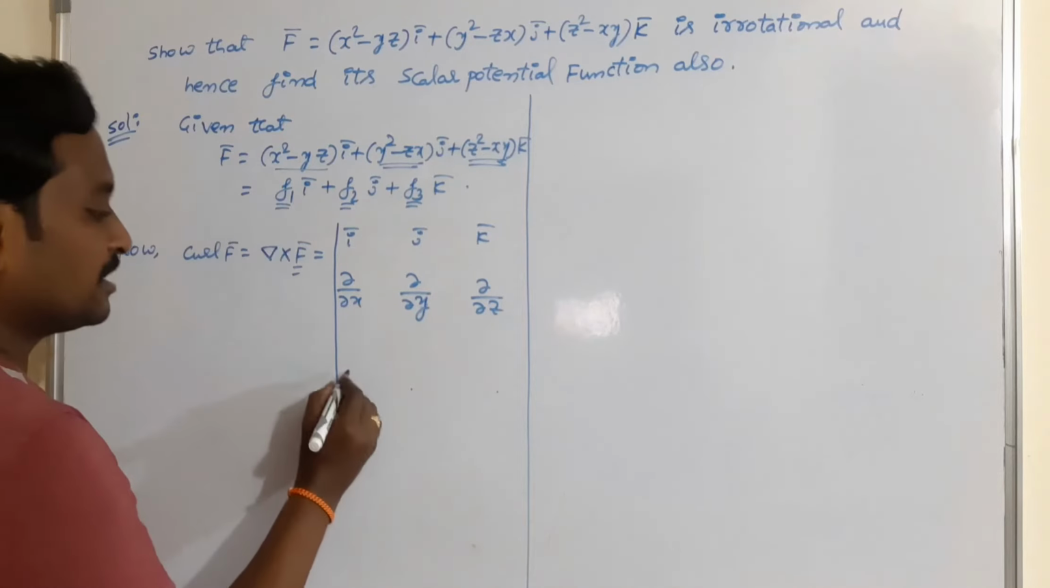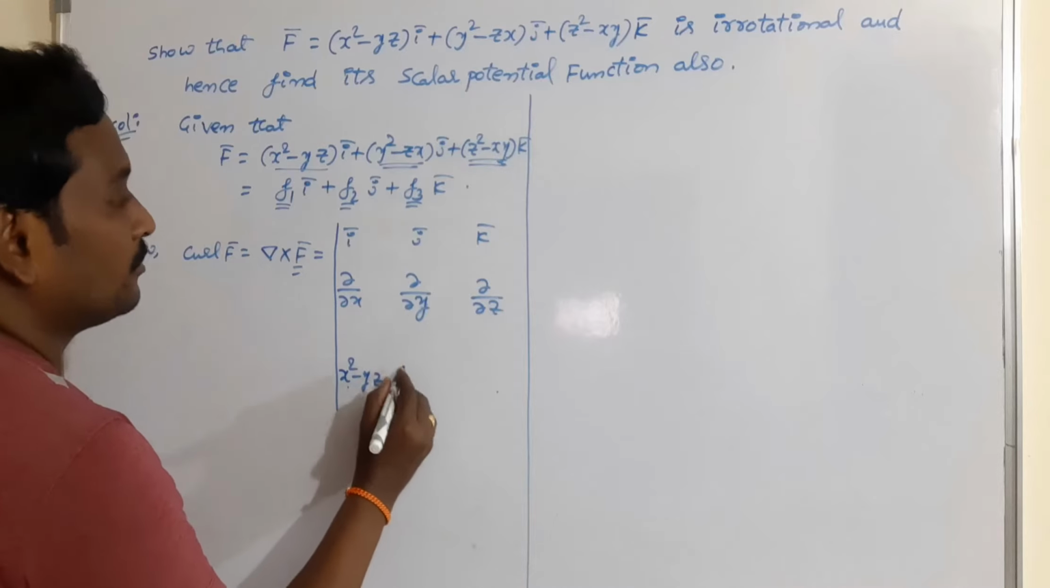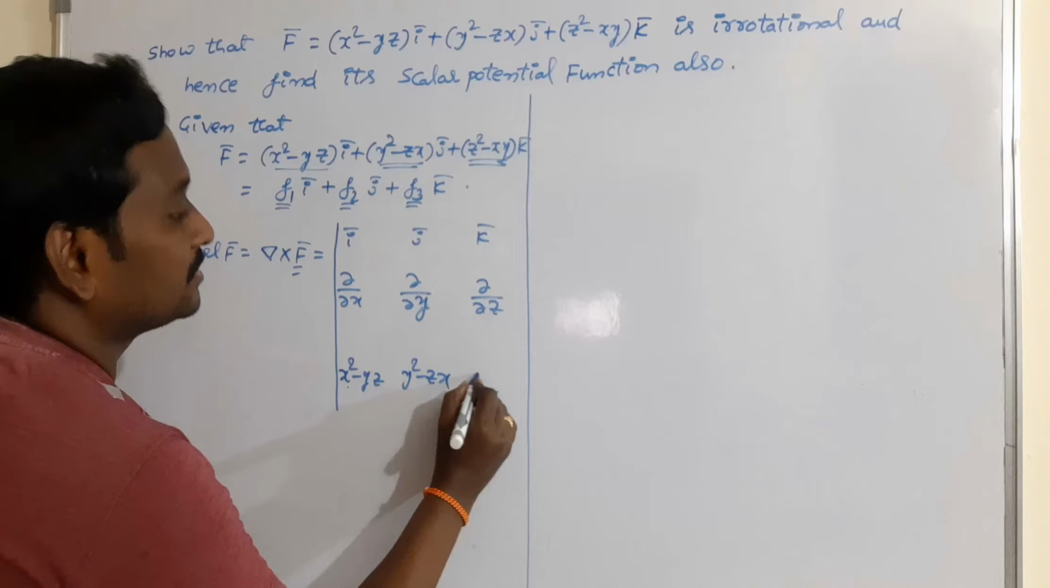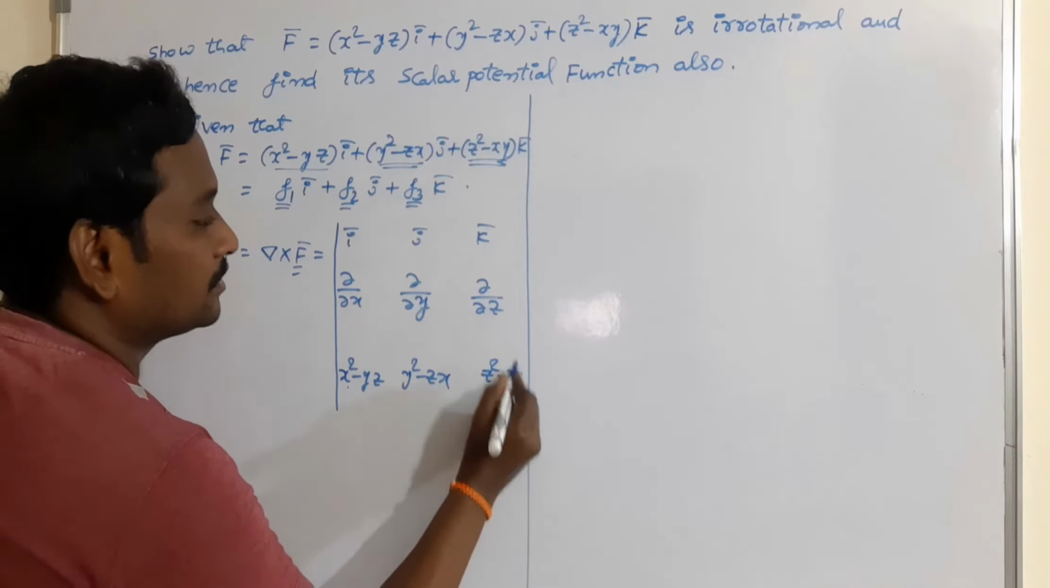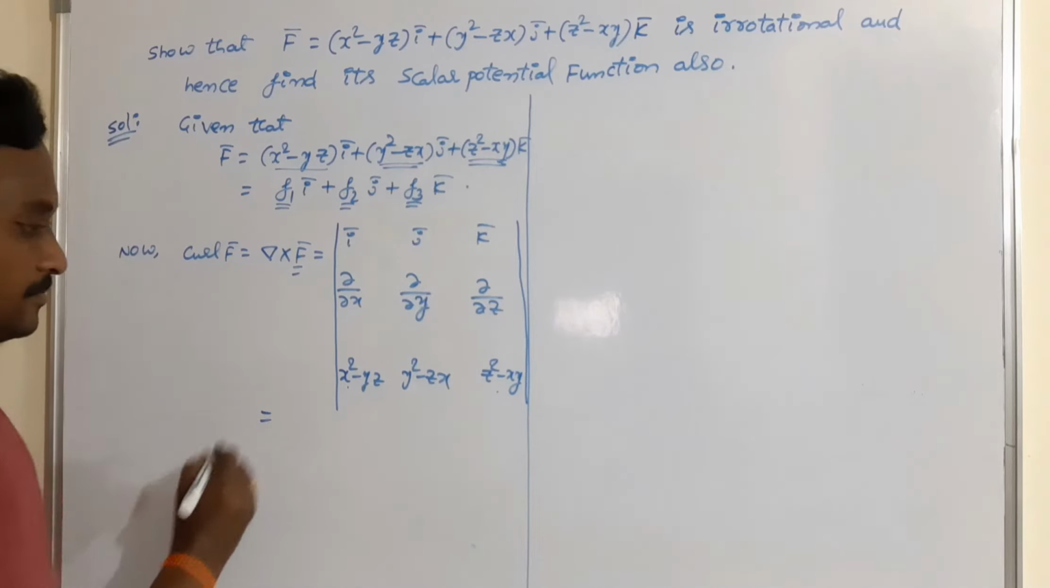What is the value of f1? It would be x square minus yz. What is f2? y square minus zx. What is f3? z square minus xy. Calculate the determinant of this 3x3 matrix.